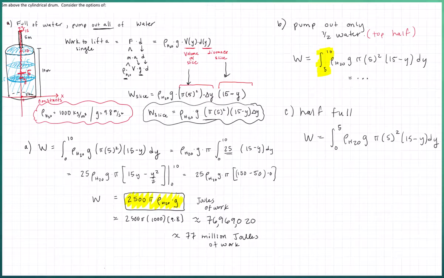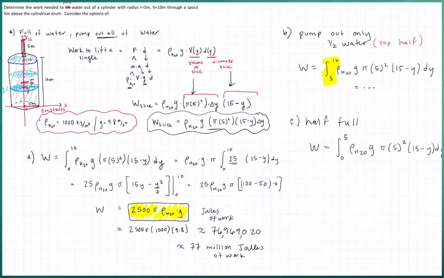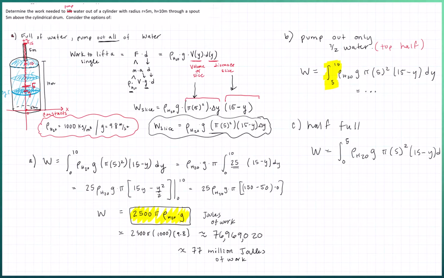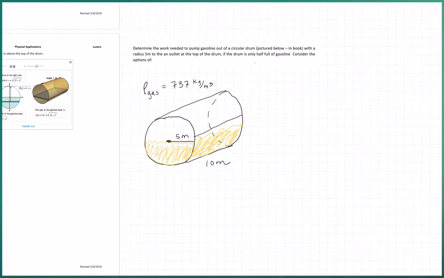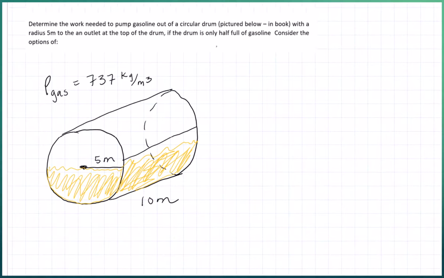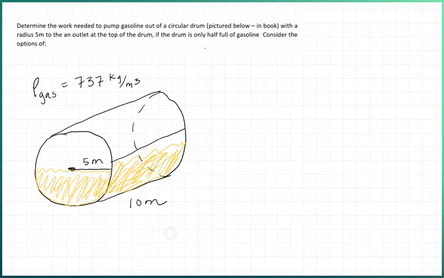Okay, let's take a look at another scenario. And I think on this next one, maybe we will just set it up. Okay, let's take a look at another one. Let's determine the work that is needed to pump gasoline out of a circular drum. And I drew it below. This is actually one that is in the book, and it has a nice little image of it and thinking about pumping out of this.